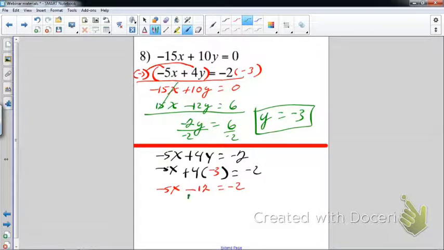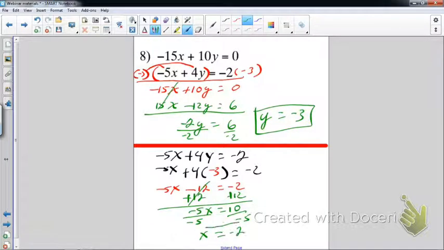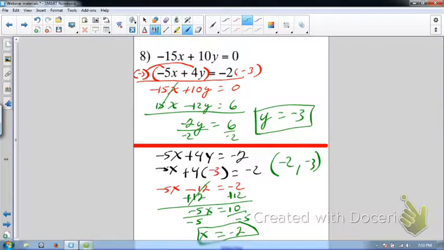I use the addition property of equality, where I get to add 12 to both sides. That simplifies, and I end up with negative 5x that is equal to 10, and then I use the division property of equality, and I end up with x is equal to negative 2. Okay, so the ordered pair that I have where these two are going to crisscross is at negative 2, negative 3. Any questions so far with this one?